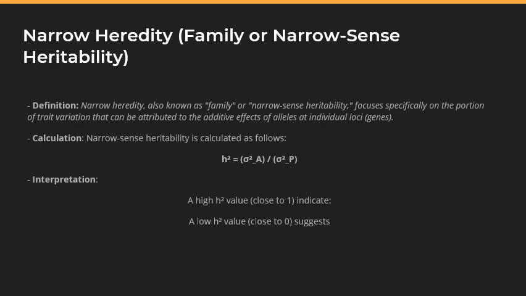So here we have the calculation along with what we need. Here the h² can be interpreted as follows: when there's a high h² value close to 1, it indicates that a significant proportion of the trait's variability is due to additive genetic effects. If there is a low h² value, it suggests that the trait is primarily influenced by non-additive genetic effects and environmental factors, with little contribution from the additive genetic effects of the individual genes.